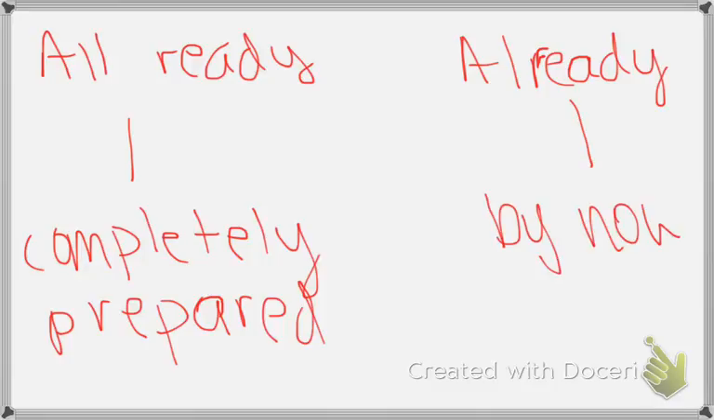So she should have already eaten her sandwich before she could have eaten her dessert. So we were all ready to go to the movie, but it had already started. So we were prepared to go, but it already started. So that one's pretty straightforward and simple, but it can get confusing sometimes.